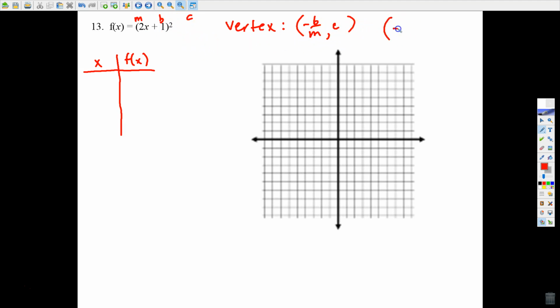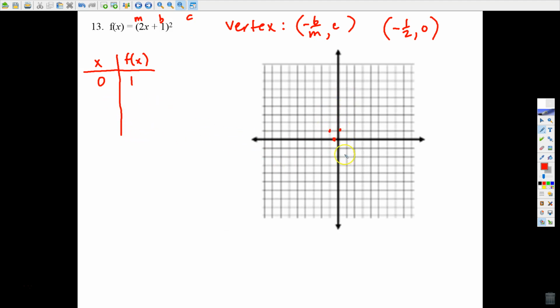So when we put all that together, we get a vertex of -1/2 for the X and 0 for the Y. There is no number outside, so that's a good place to start. And now it makes it easy to know what to use as inputs. Just pick some numbers around -1/2, like 0. If X is 0, you get 0 plus 1, which is 1 squared, and that's 1. And our reflection line, our line of symmetry, is X equals -1/2, so that means on the other side of that line I can make another point.